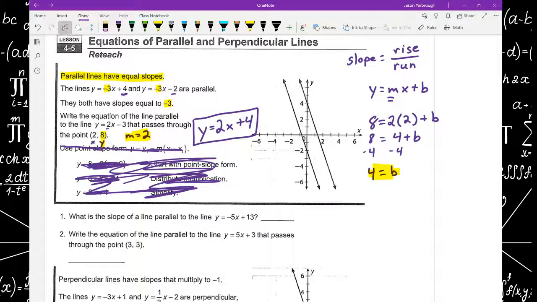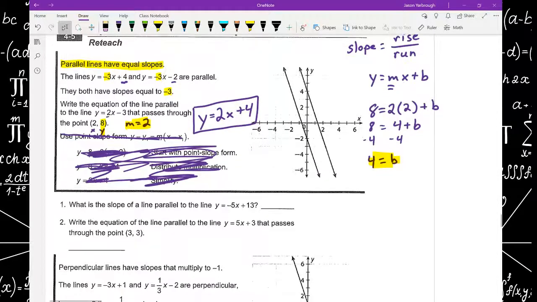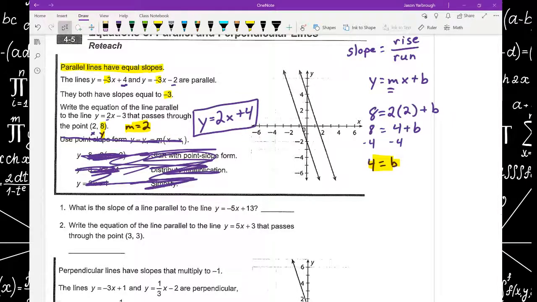So now let's look at the same thing with number 1 at once. What's the slope of a line parallel to y equals negative 5x plus 13? So when we're looking at this, the slope of the original one is negative 5. So if it's parallel, it should have the same slope. So we're going to do negative 5 as well.